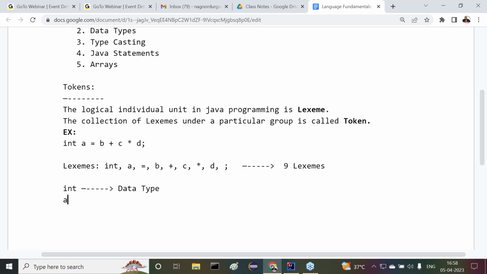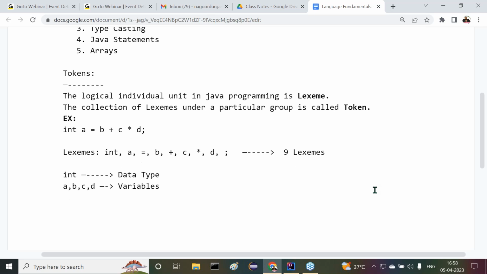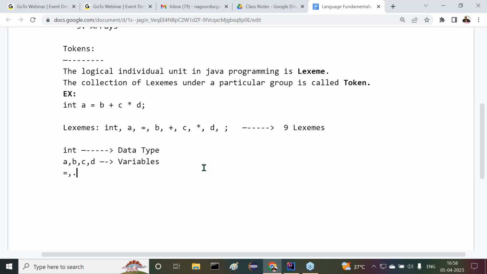Next one, A comma B comma C comma D. All these are what? Tell me. These are variables. Am I right or not? A, B, C, D, all these are variables. Next one is the equal sign, plus, and star. All these are operators.